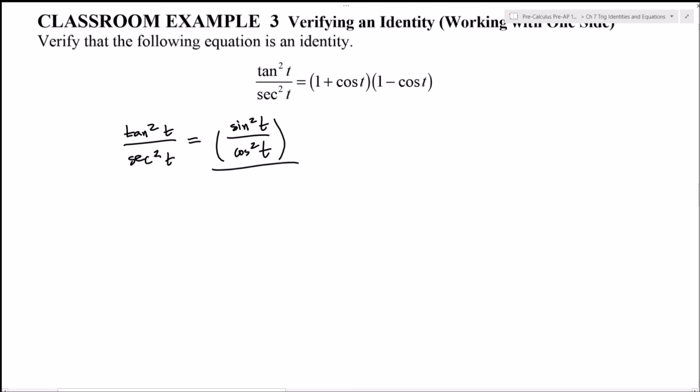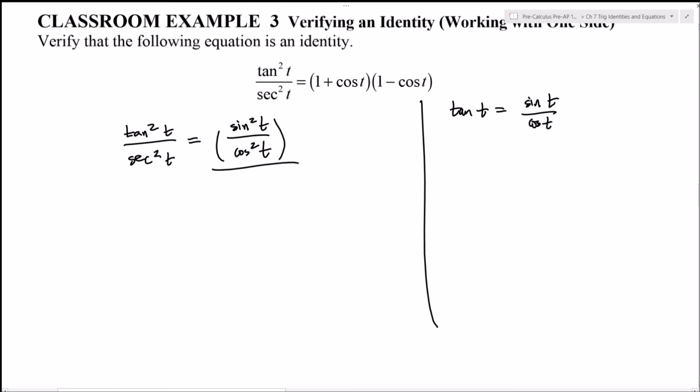So that's not finished, me writing an equal sign on that. I still need to do the same thing, but for secant squared. And let me go ahead and draw a vertical bar on the side, stating what steps we've already used. So tangent t is equal to sine t over cosine t.